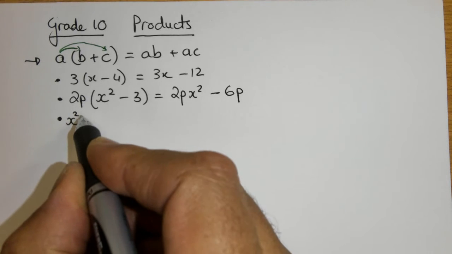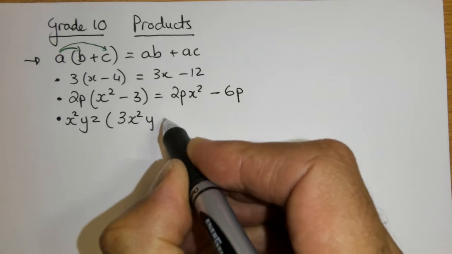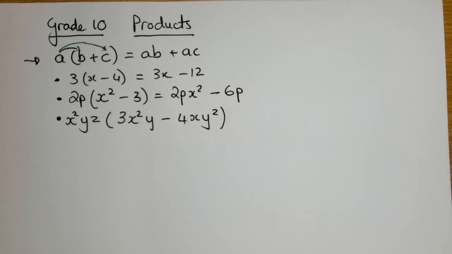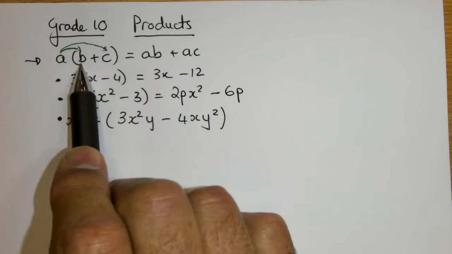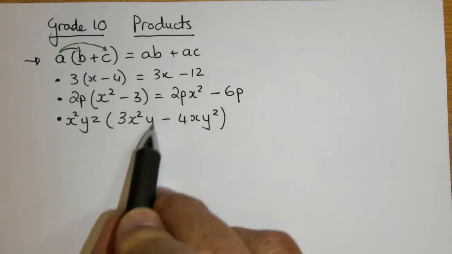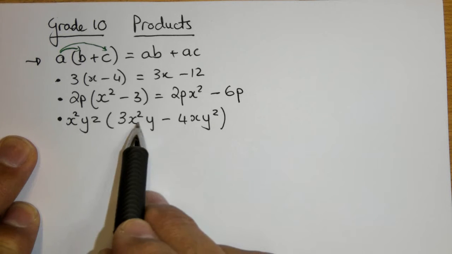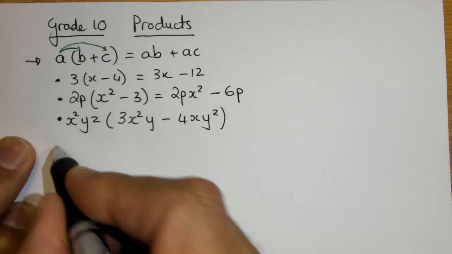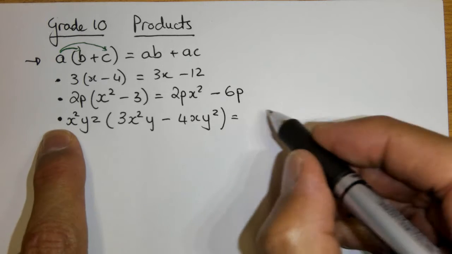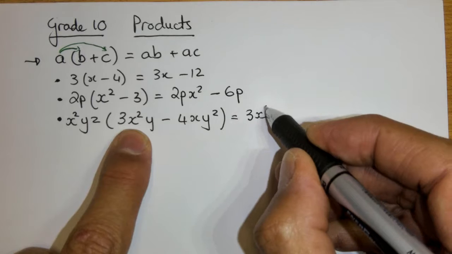Okay, let's add a few more here. x squared yz, and we're going to multiply it with 3x squared y minus 4xy squared. Nothing is changing. It is still something that looks like the top form. So it's the first term multiplied by the first term in the bracket. Now remember, there's an x, there's an x, there's a y, there's a y. We multiply them with one another. There's no other constant, there's a 1 in front. So 1 times 3 is 3. x squared times x squared is x to the 4.